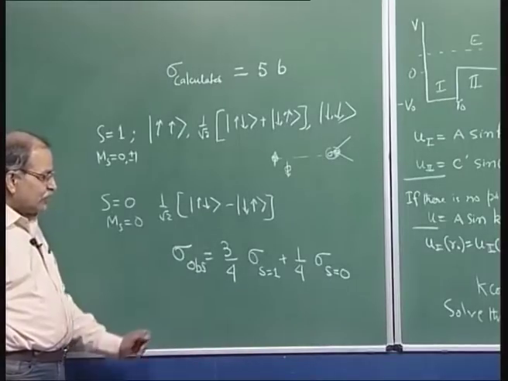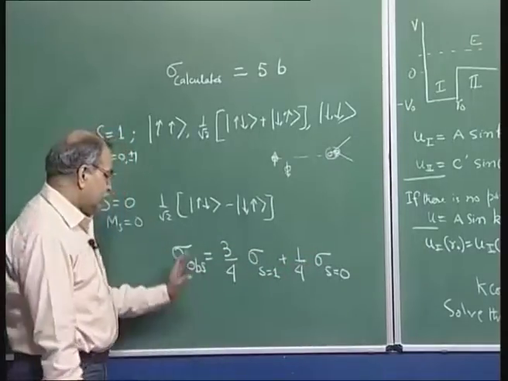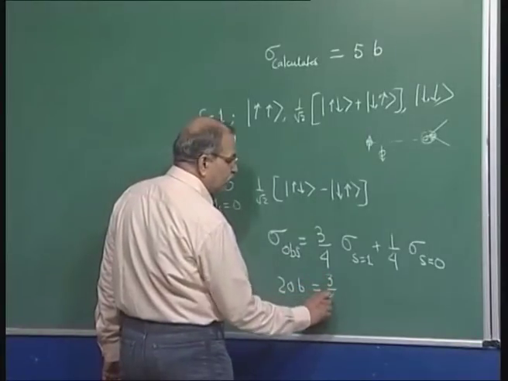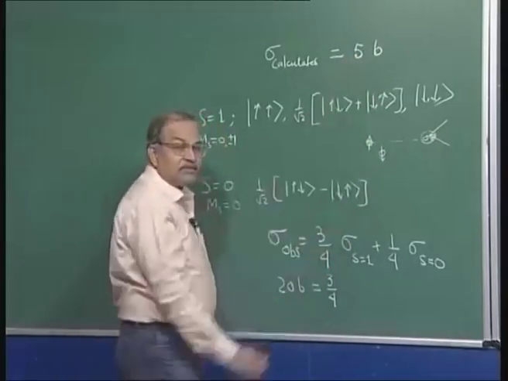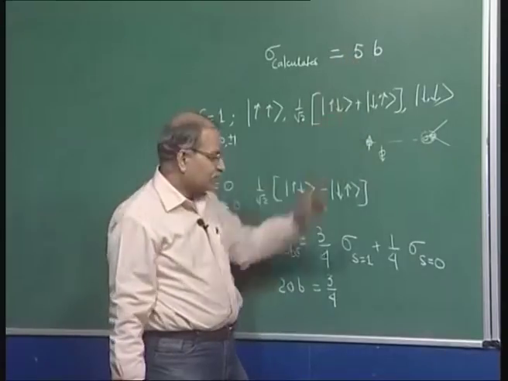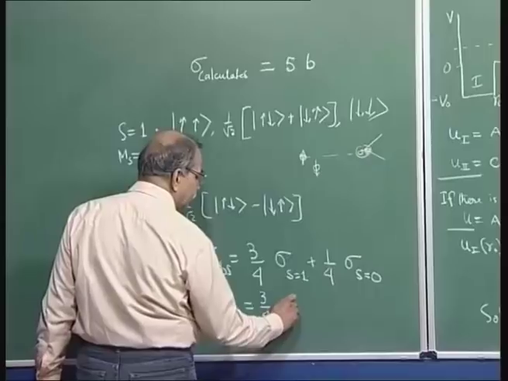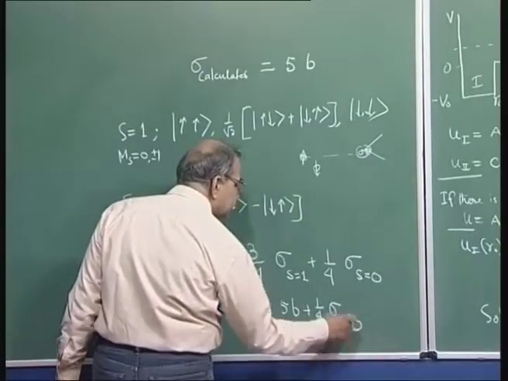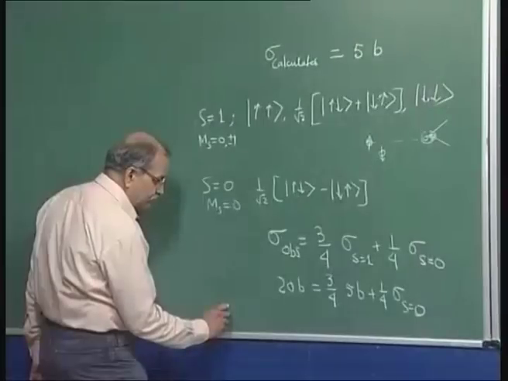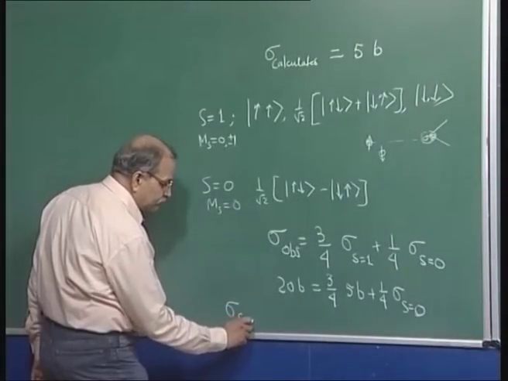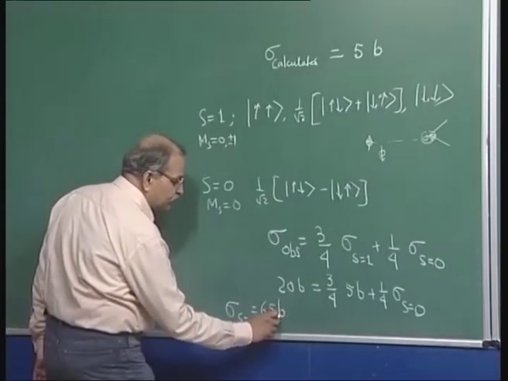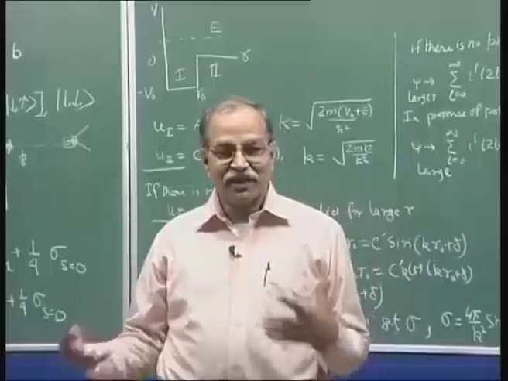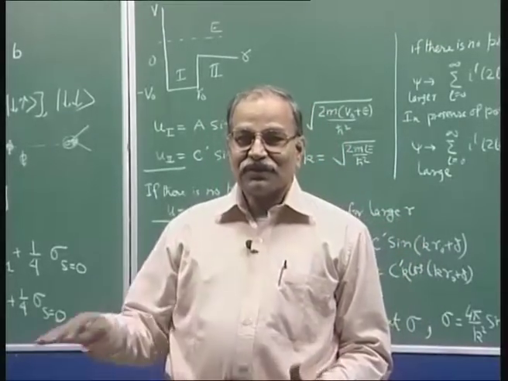Okay. Now, I can estimate how much is sigma S equal to 0. The sigma observed is 20 barns, and sigma for S equal to 1, let us take this to be 5 barn, plus 1 by 4 sigma S equal to 0. So, how much is sigma S equal to 0 from this? 65 barns. Very, very different. With capital S equal to 1, you are getting something like 5 barns, with capital S equal to 0, 65 barns.